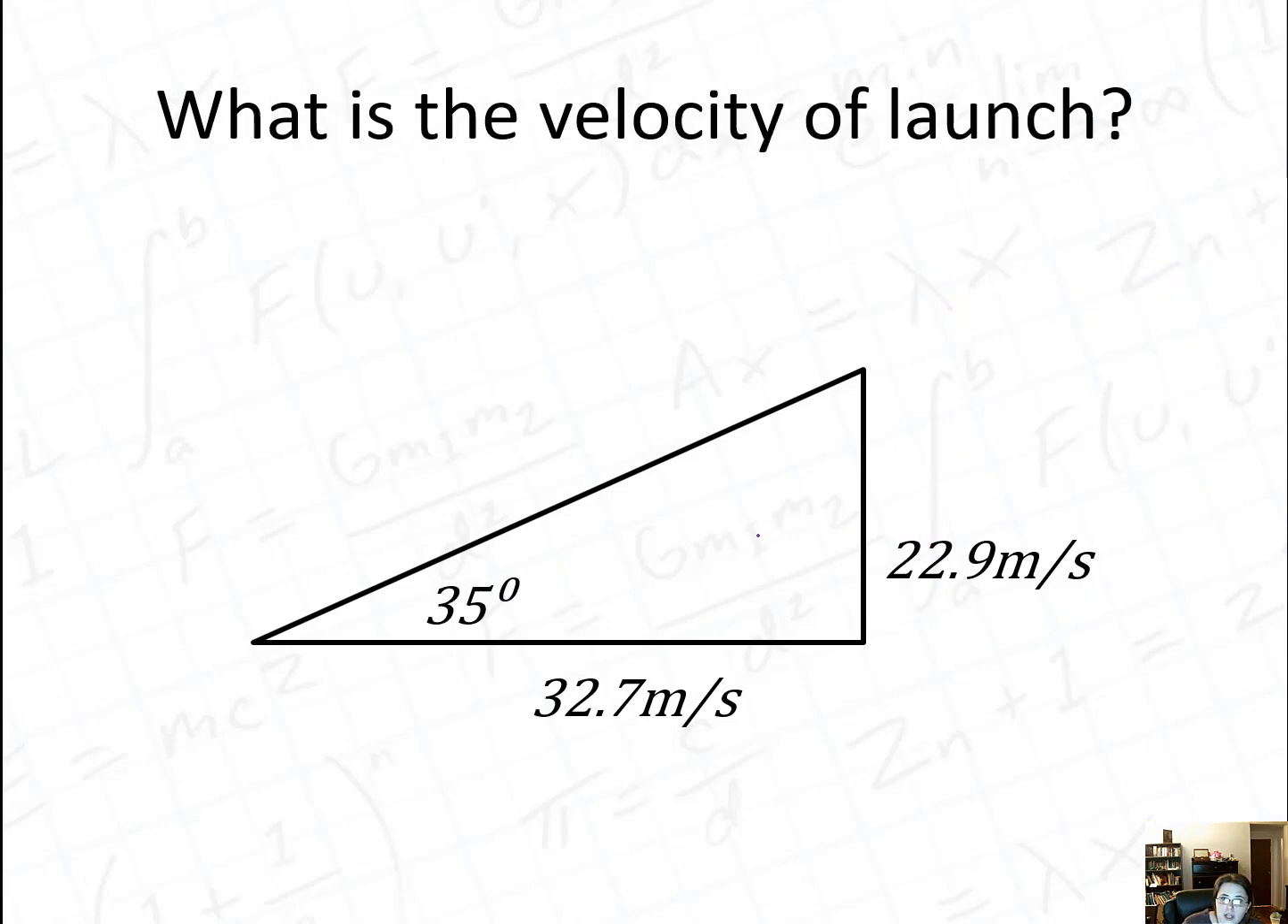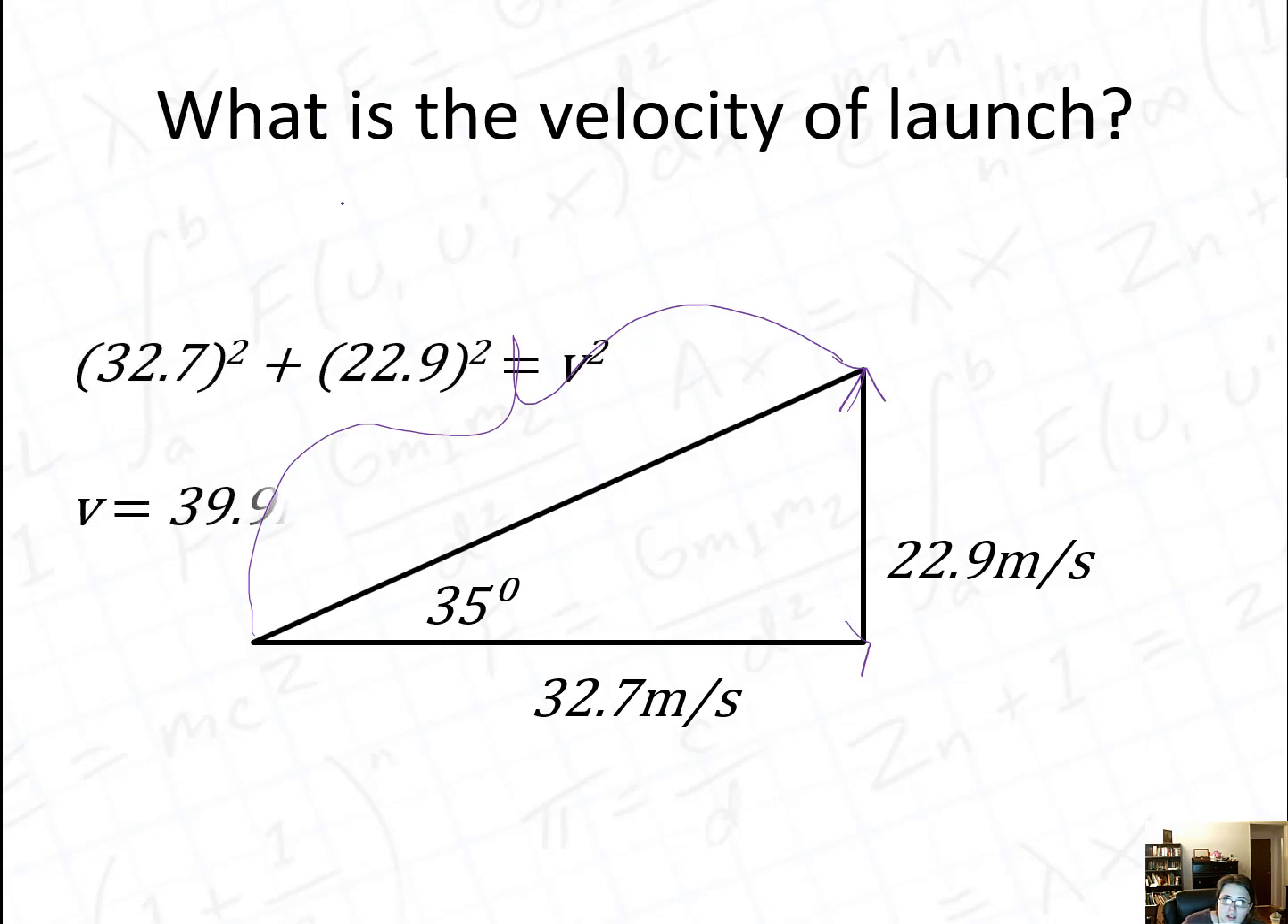So then what is the velocity of launch? To do this, we look and we see a triangle. This is a resultant, the x and then the y, and it goes from start to finish. And we want this right here. So we do the same procedure we've been doing, and it's going to be Pythagorean theorem. So we get 39.9 meters per second. So that's what the velocity is right here. It's the actual velocity.